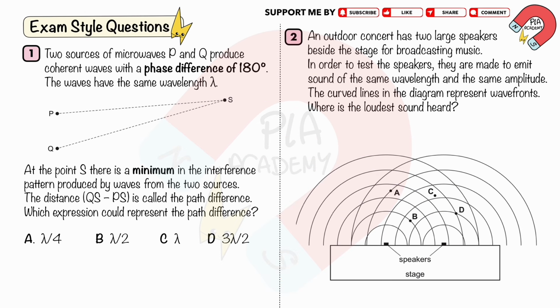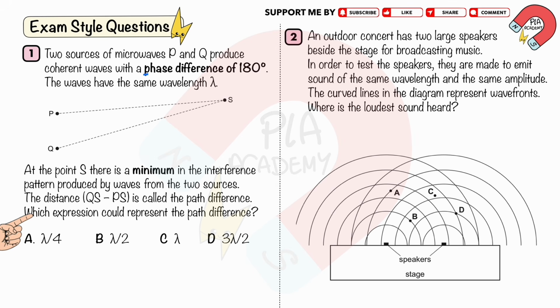Exam style question 1. Two sources of microwaves P and Q produce coherent waves, with a phase difference of 180 degrees. The waves have the same wavelength lambda. At the point S, there is a minimum in the interference pattern produced by waves from the two sources. The distance QS minus PS is called the path difference. Which expression could represent the path difference?